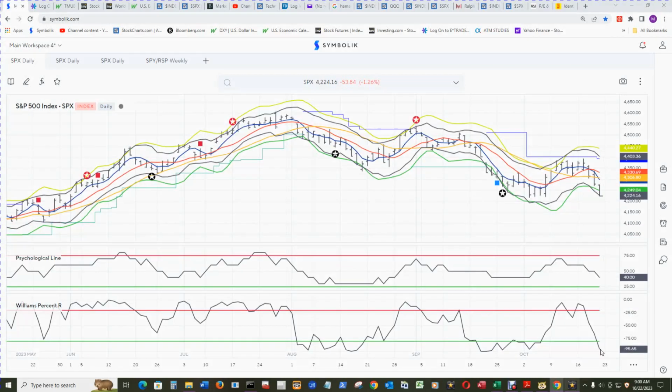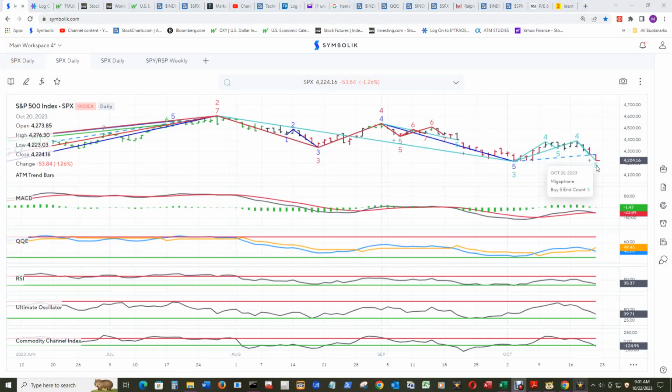And the Williams %R is well below its -80 oversold line, and the psychological line fell below 50. It was holding the line here for a couple of days and then fell under it, so that means a large presence of sellers. And the megaphone is definitely pointed the wrong way, down.